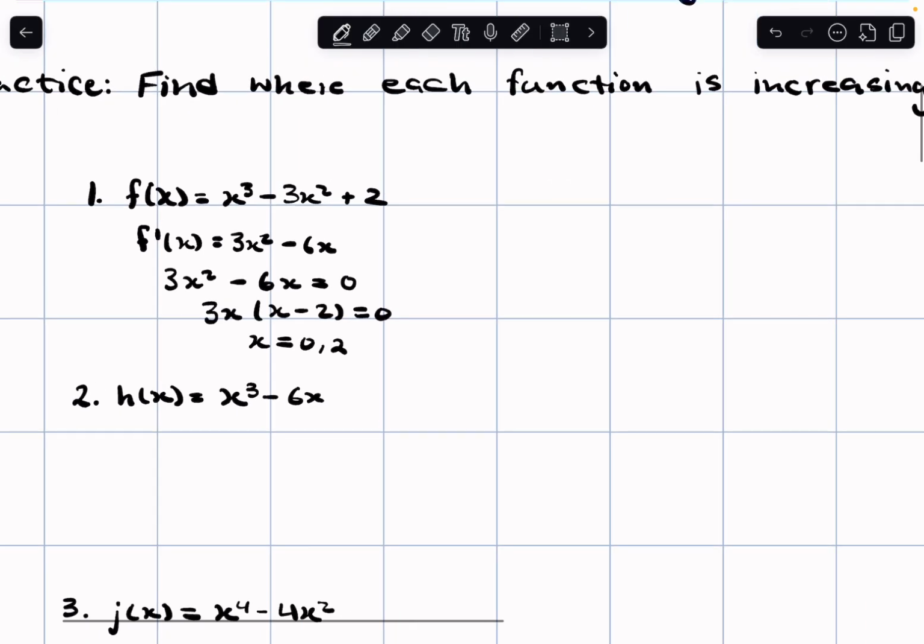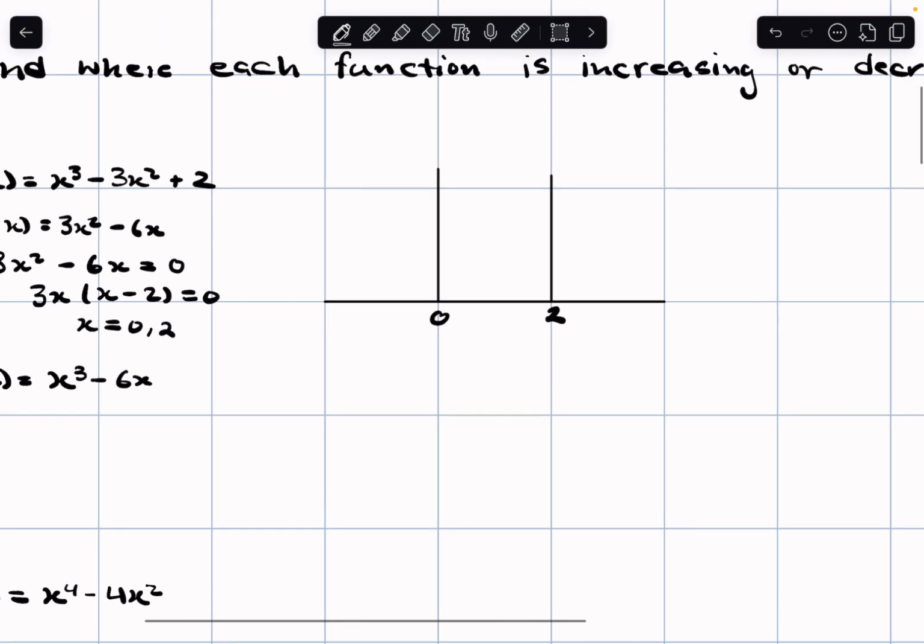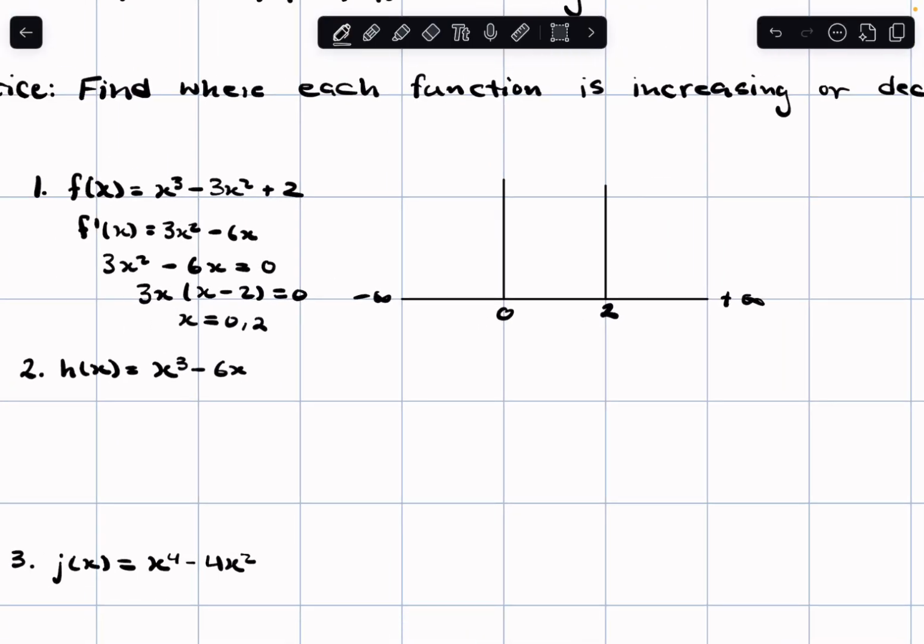Then we'll set up a sign chart. A sign chart is like this. We'll put bars where our critical points are, so that's going to be 0, and the other one's going to be 2. If I'm given no endpoints, I'll just put positive infinity here and negative infinity here. You may be given endpoints, but here we're not. Then we will plug in random values in each interval to see if f prime is positive or negative.